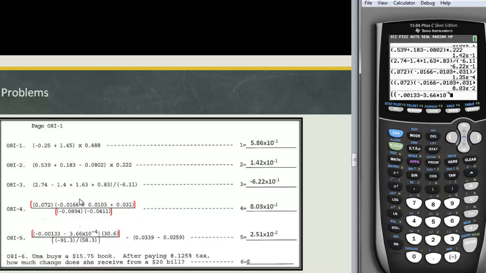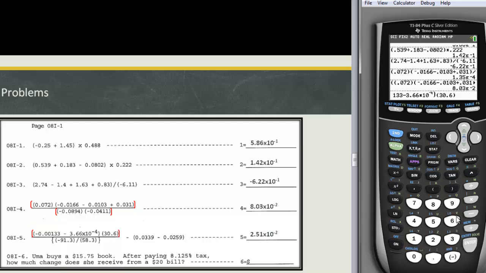So when I come back down, you see here, I need to close the parentheses, then open again, 30.6, close the parenthesis, and close the parenthesis again. Then I'm going to divide. And on the calculator, I'm going to put double parenthesis because there's a bracket, but I'm going to put a parenthesis anyway.